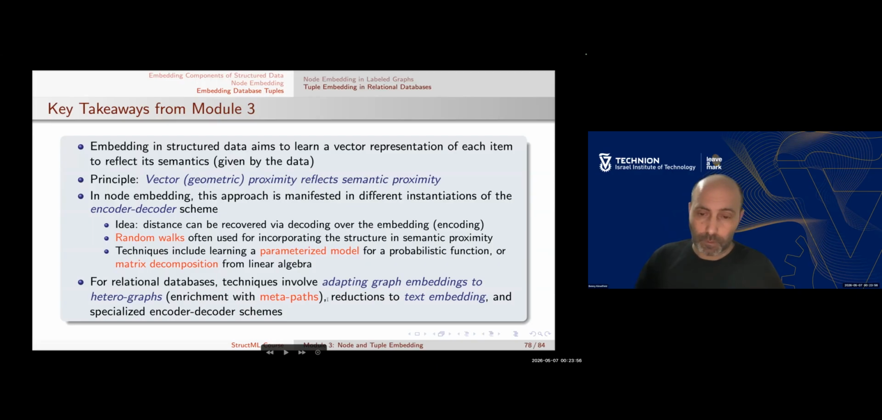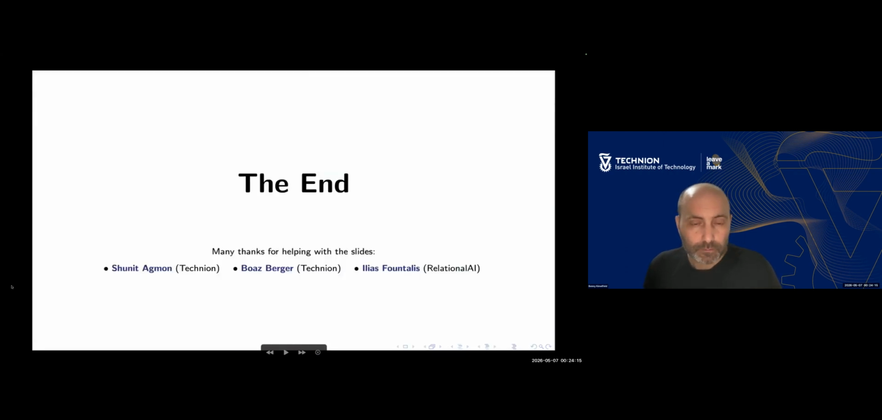We talked about some reductions to text embedding, and we also saw some specialized instantiations of the encoder-decoder schemes, specialized to databases. And that's all. That's the end of module 3.